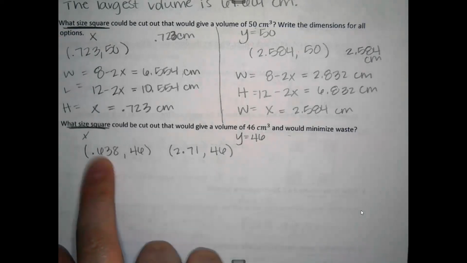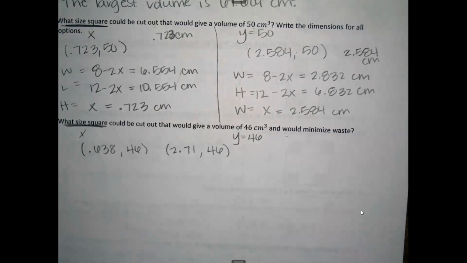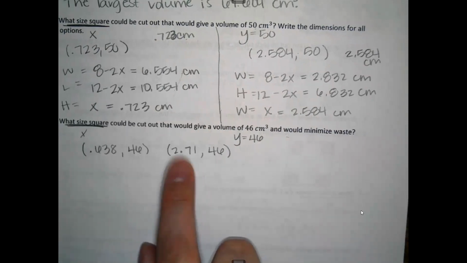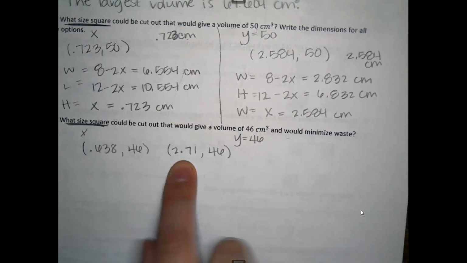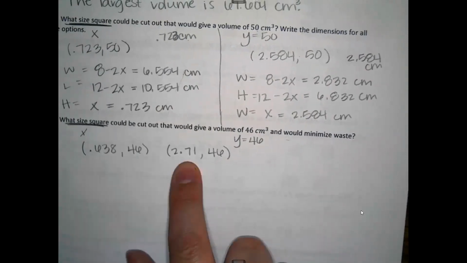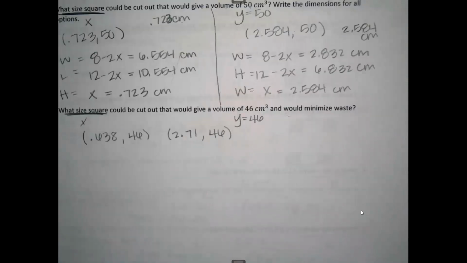We can cut out a square from the corner that is less than 1 centimeter. So it could be less than 1 centimeter by less than 1 centimeter. We take that square, we cut it out, we throw it away. Or they can cut out a square that is almost 3 centimeters. So we've got less than 1 centimeter squares in all four corners, and we throw them all away. Or we've got almost 3, almost 3, almost 3, almost 3. We throw them all away. Which one produces less waste?